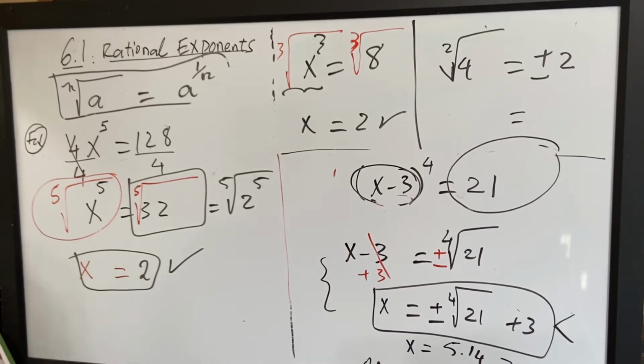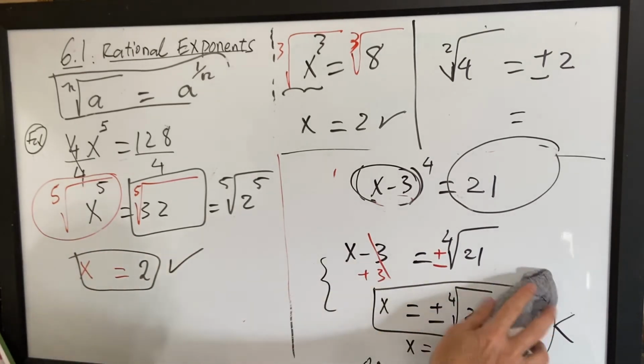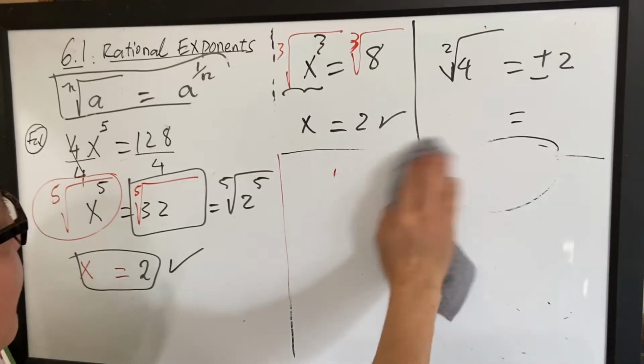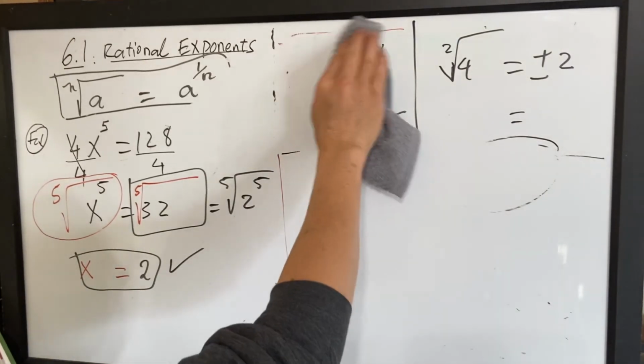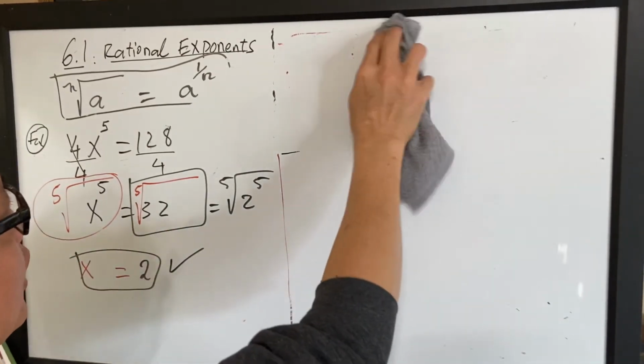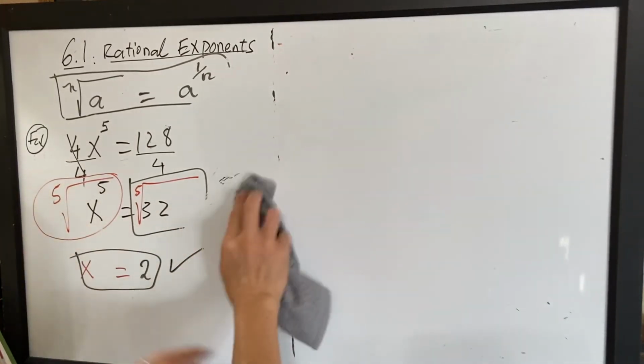All right, with that said, we are now done with example 4. Let's do example 5, and then we conclude here, okay? All right, let's look at example 5. Example 5 is when you are now using rational exponents in a real life application, okay?